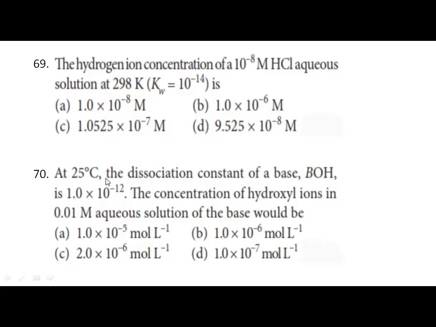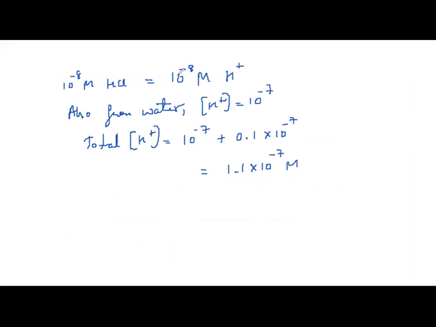At 25 degrees Celsius, the dissociation constant of a base BOH is 1.0 into 10 raised to minus 12. The concentration of hydroxyl ions in 0.01 molar aqueous solution of the base would be. Okay. So they have given us base here. We have to find. So see, concentration is given how much? The concentration given is 0.01 molarity. Right? And have they given us dissociation constant? Yes. Dissociation constant of the base given is 1.0 into 10 raised to minus 12.